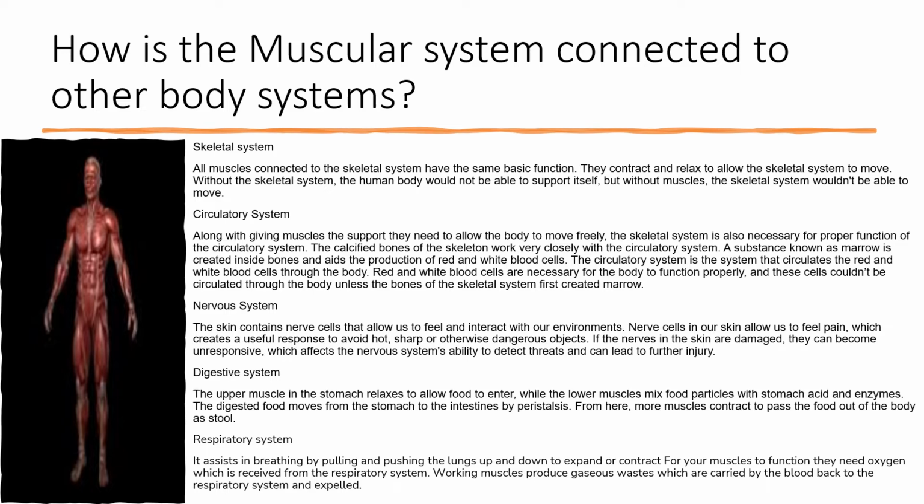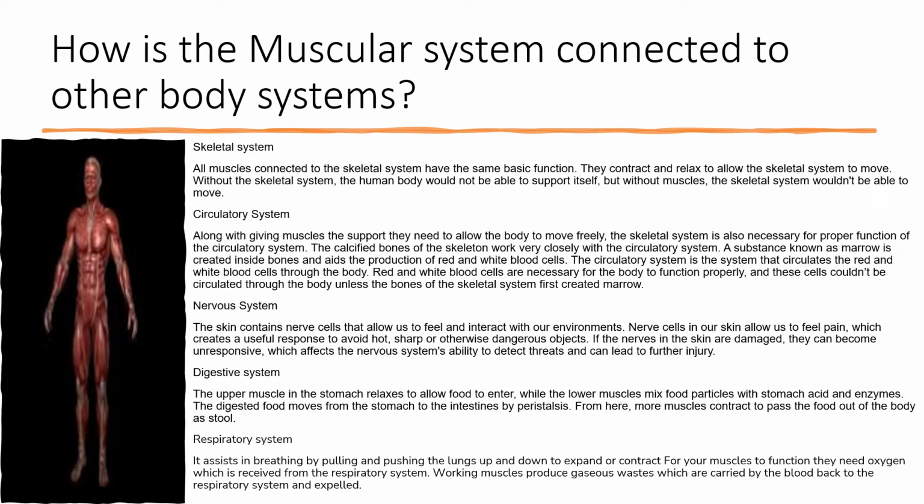How is the muscular system connected to other body systems? Skeletal system. All muscles connected to the skeletal system have the same basic function. They contract and relax to allow the skeletal system to move. Without the skeletal system, the human body would not be able to support itself. But without muscle, the skeletal system wouldn't be able to move.